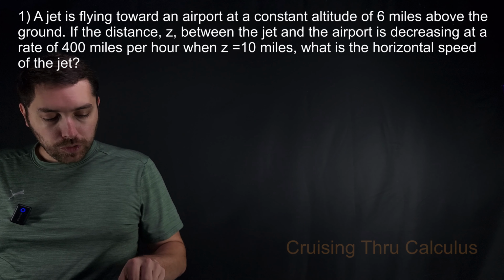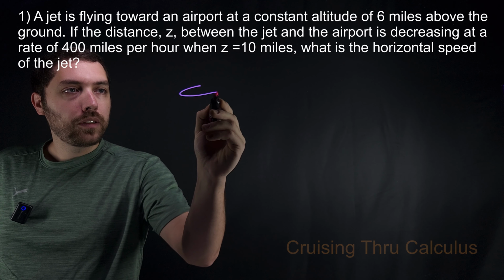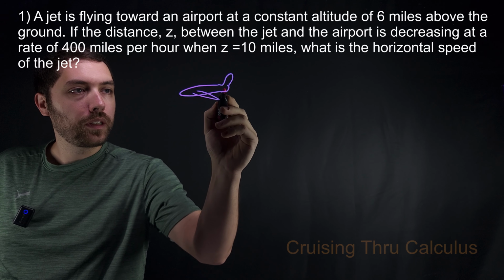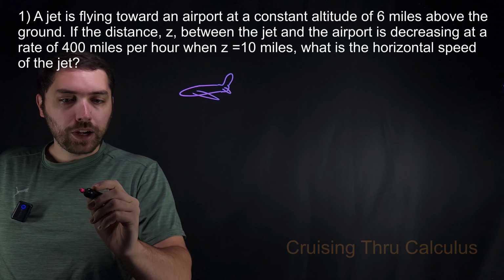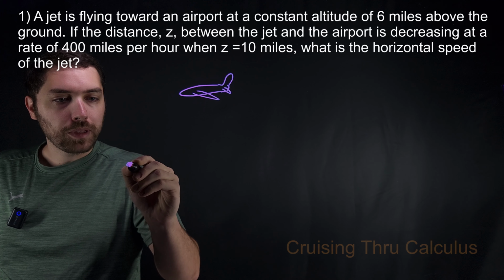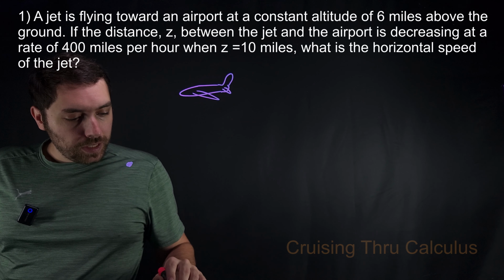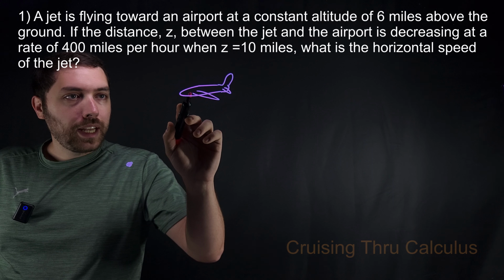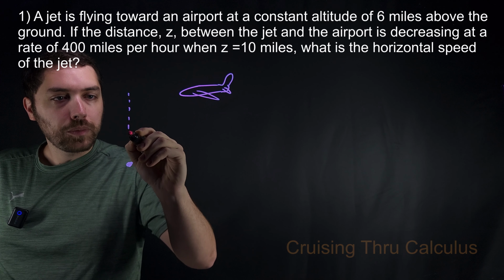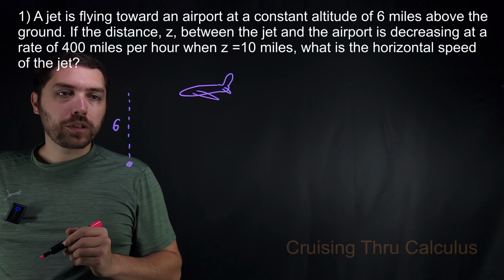Okay, so to begin with this problem, we need to draw a picture. So let's say that we have an airplane, and the airplane is flying toward an airport. And let's just, for the moment, put the airport as a dot. Maybe like this. That's our airport. Now, if you read through the question, it says that the airplane is flying at a constant altitude of 6 miles. So that would be something like this. There's our altitude, always 6 miles above the ground.